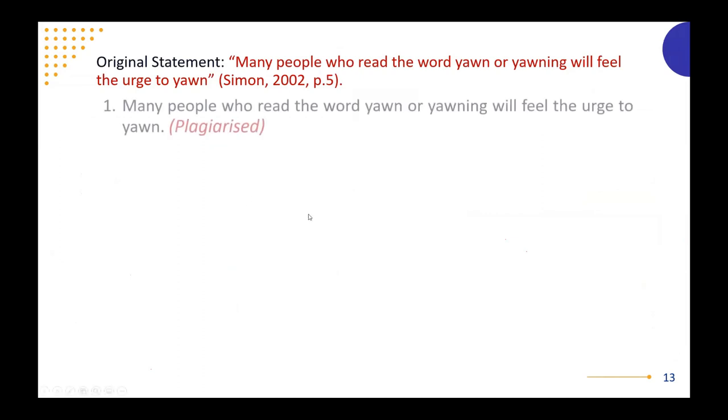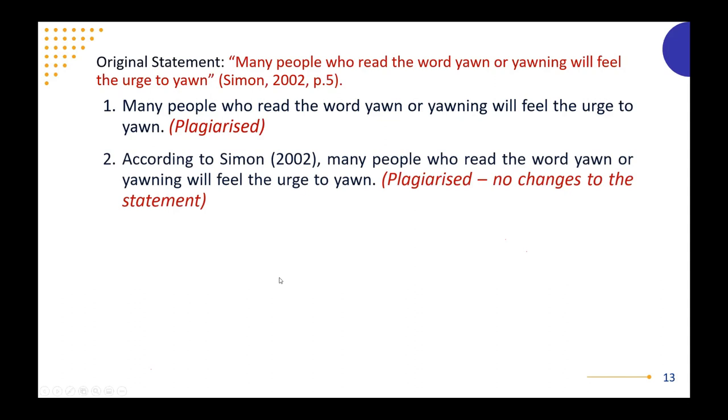Okay, let's take a look at the first one. Many people who read the word yawn or yawning will feel the urge to yawn. This is counted as plagiarized. Why? It's exactly the same, right? And you don't even bother to put Simon there, all right? Okay. Number one, plagiarized. Number two, you put Simon there.